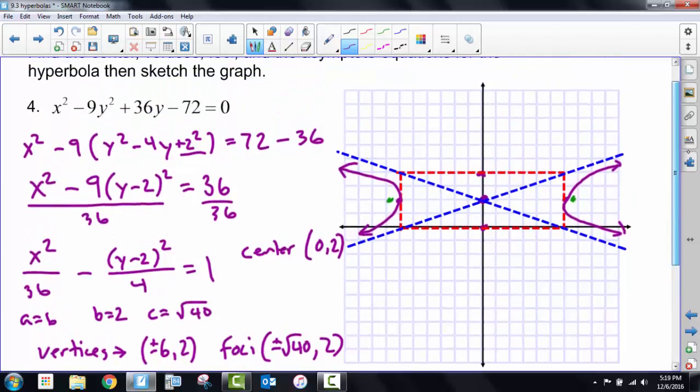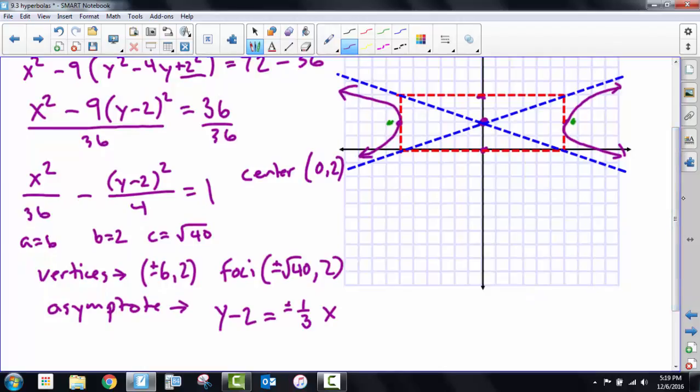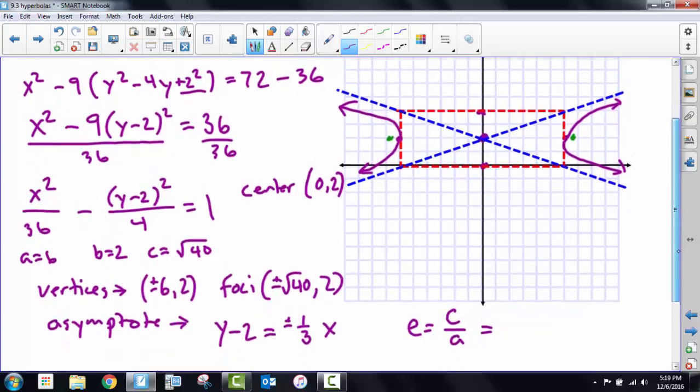I believe we have answered all the questions. One thing we haven't answered is the eccentricity, and that's something for you to think about. I'll go ahead and put it on here even though it didn't ask for it. If you remember, eccentricity from the ellipse and from the circle was just c over a. It's the same thing here.